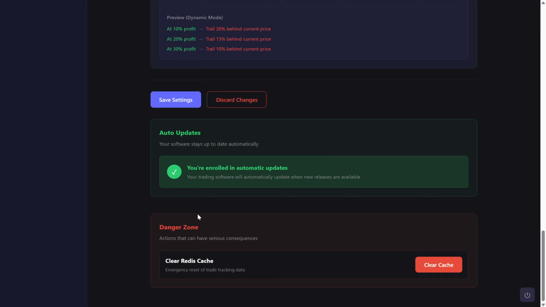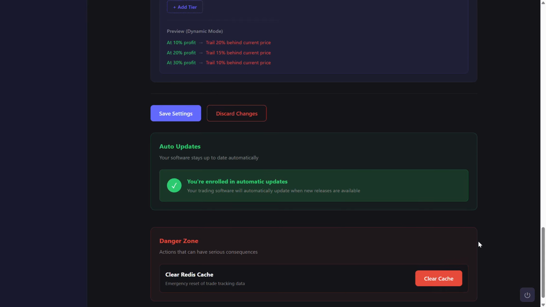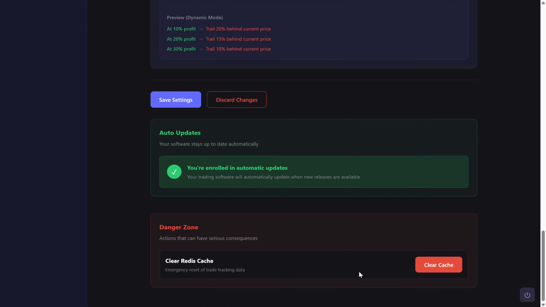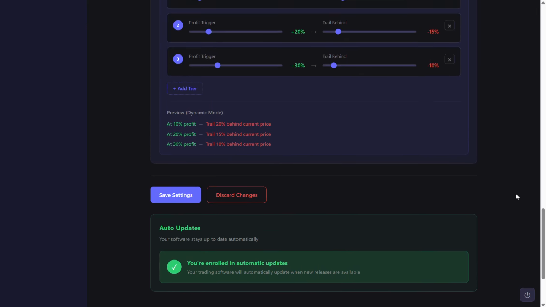This, as it says, is a danger zone. Don't touch this unless you really have to. This is an emergency reset of all the trade tracking data and your settings and everything. This completely resets the bot. So don't push this unless you really have some kind of an emergency or we tell you to do it. But in that case, just leave it as it is, okay?